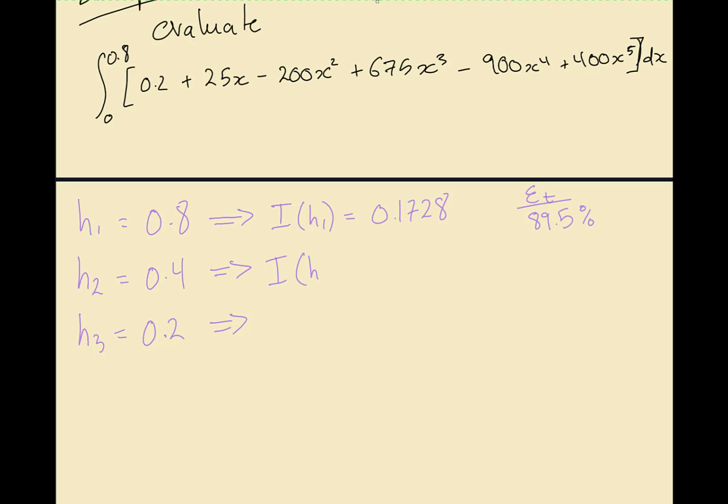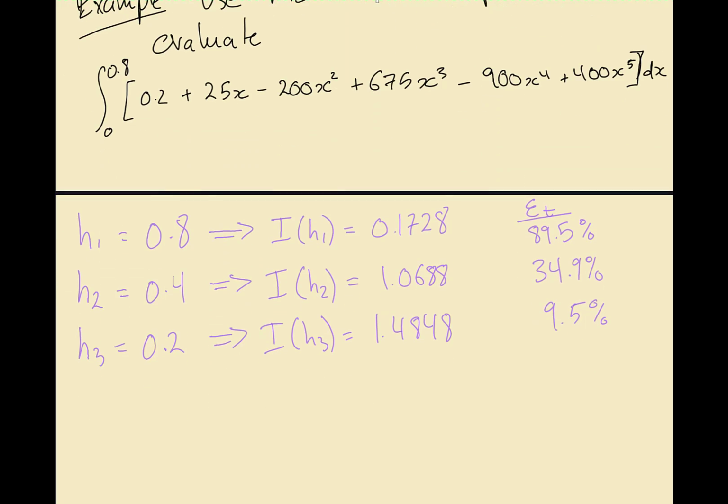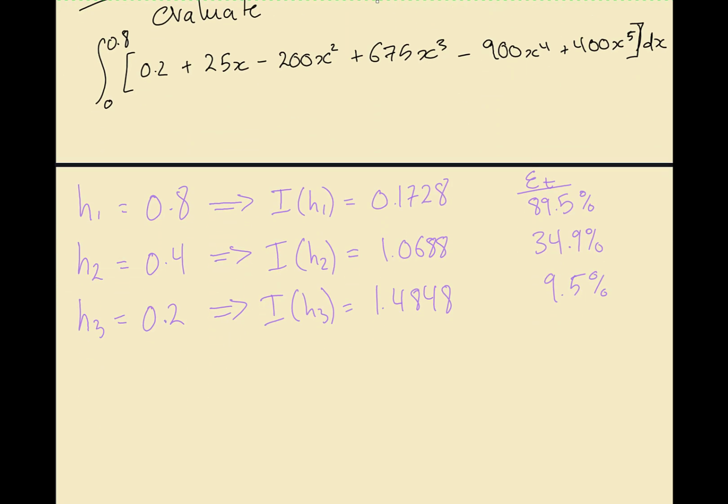The integral using the trapezoidal rule with step size 0.4, which is h2, you get 1.0688. A bit closer to the true value, 34.9%. And then this third one here will get you to 1.4848, which is 9.5% error. So out of all these three, the most accurate is the third one, and it's still 10% off. So we're going to see how we can apply this Romberg integration to get a more accurate value.